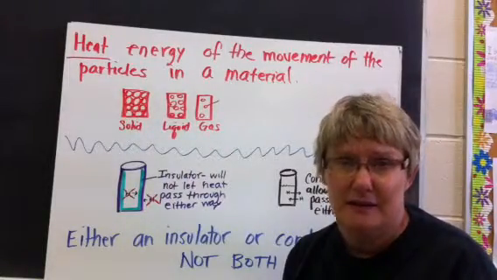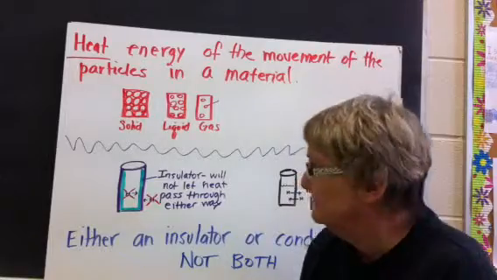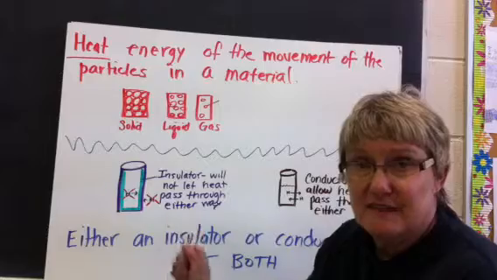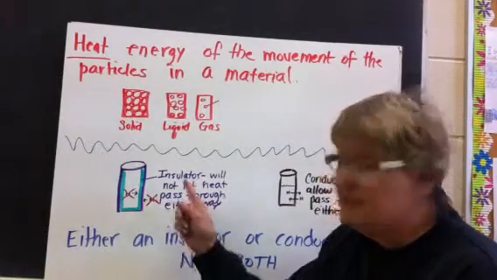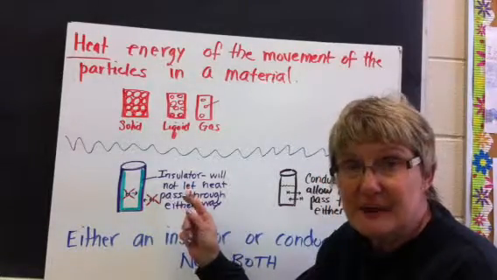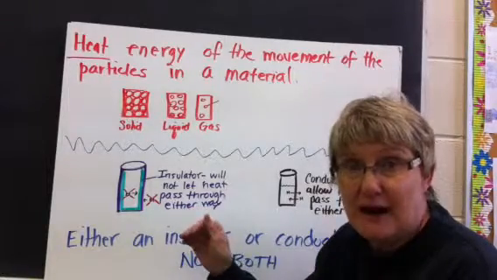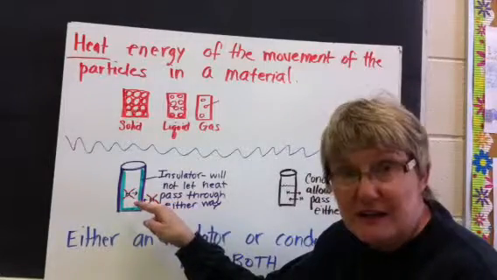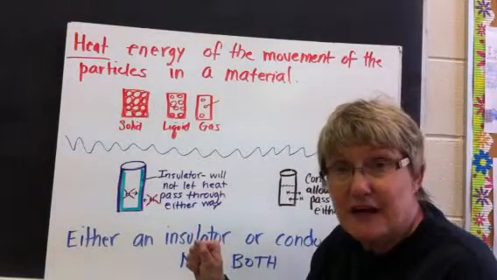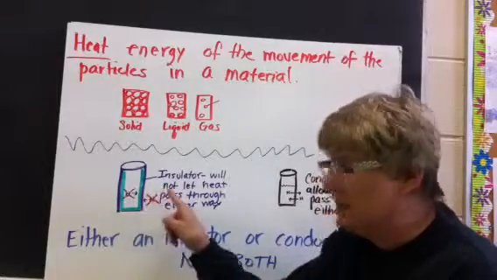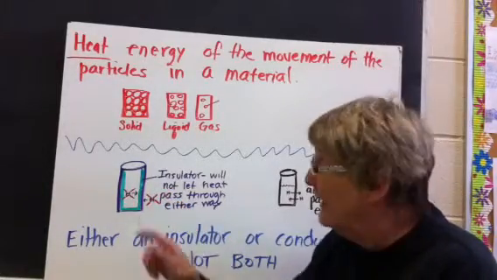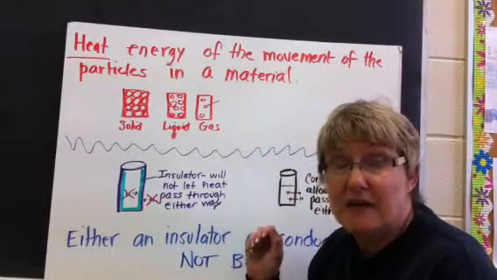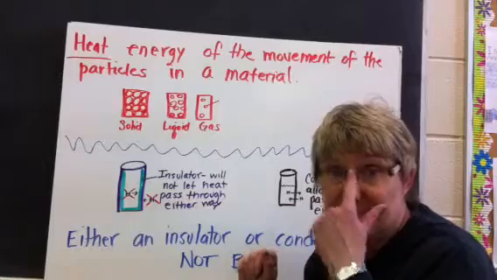Now, let's talk about insulators and conductors for just a moment. This is an insulated cup. The green is the insulation. Now, an insulator will not let heat pass through either way. An insulator will not let heat pass through into the cup. An insulator will not allow heat to pass through out of the cup. That's why a cold drink will stay cold or a hot drink will stay hot. Insulators do not allow heat to pass through.